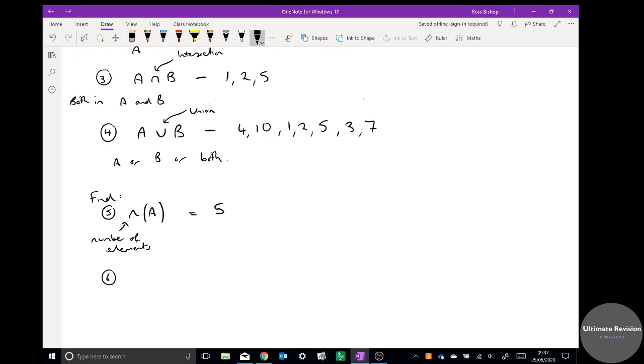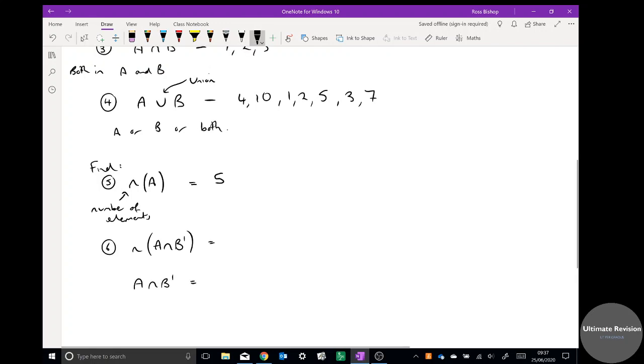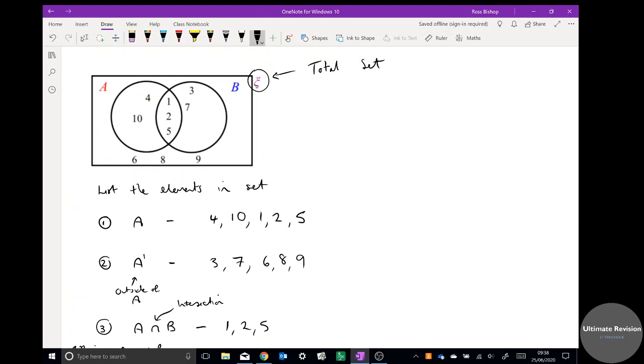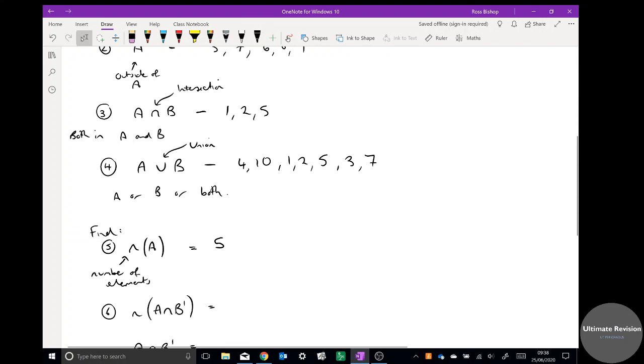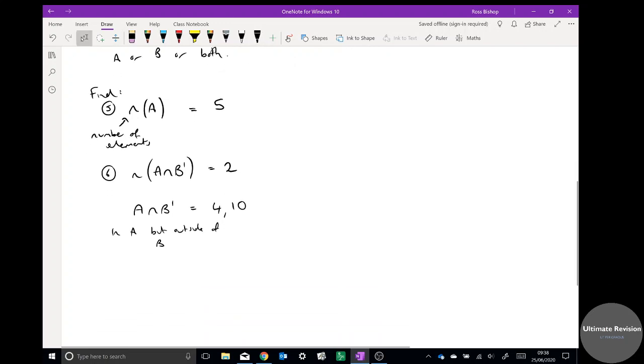Let's work out n(A intersection B dash), okay? First thing to do is to work out what A intersection B dash would be. Now this means in A, but outside of B. Okay, so in A, but outside of B, it's going to be these two. They're in the A bubble, but outside the B bubble. 4 and 10. Which means there's only 2 elements in that set. So the answer to that is 2.